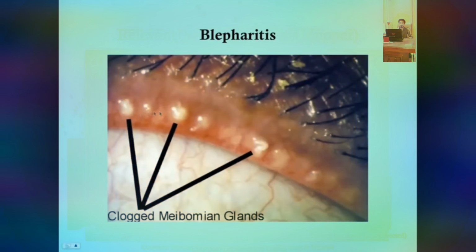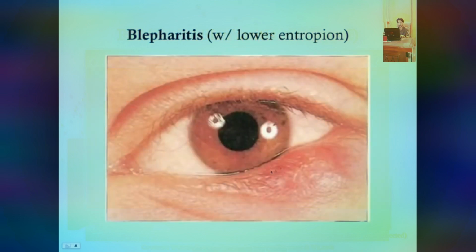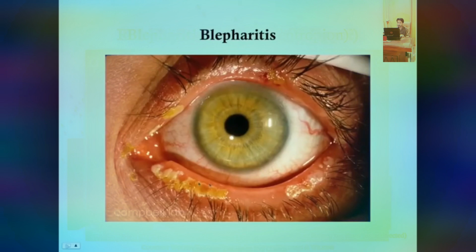So here's the meibomian glands. So if you just look at the inner part of the eyelid, you should see the meibomian glands. Generally, they're pretty inconspicuous, but if they're clogged, you'll see these. They're a little bit more obvious. So here you can see what looks like a discharge. So this is probably staph.